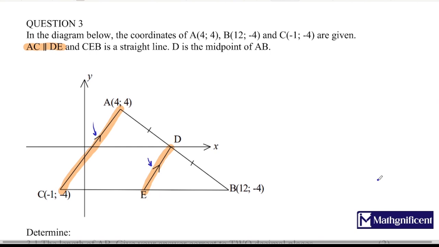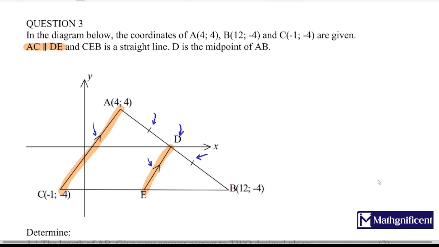So let's take a look at D here. D is the midpoint of AB, right? Another way in which we can see that D indeed is the midpoint is by this here. What does this tell us? It tells us that AD is equal to DB, right? So that's what we can see here.